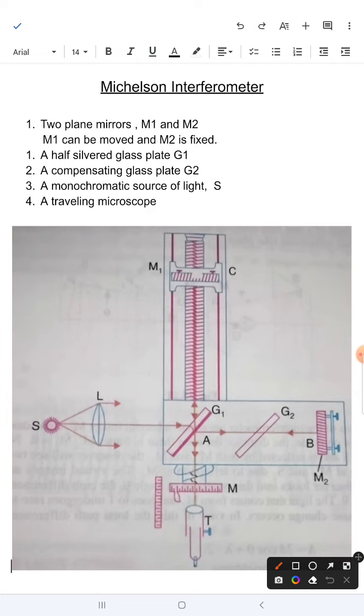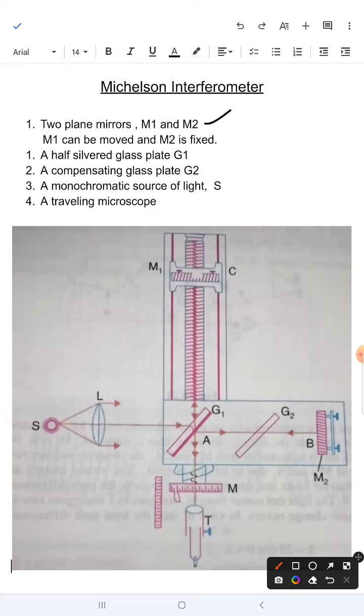Let us observe what apparatus are required to design this interferometer. Here we have the list of the apparatus. We have two plane mirrors, and we denote these two mirrors with M1 and M2. They are of equal size, and they are arranged such that the first mirror, M1, can be moved, and the second mirror, M2, is fixed.